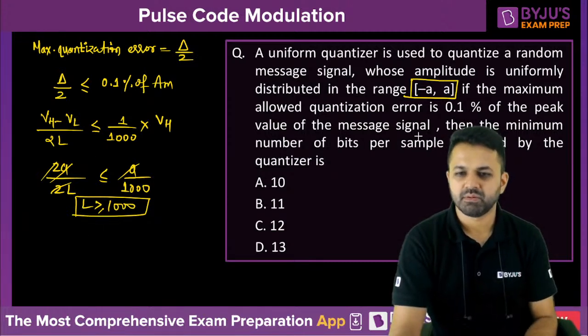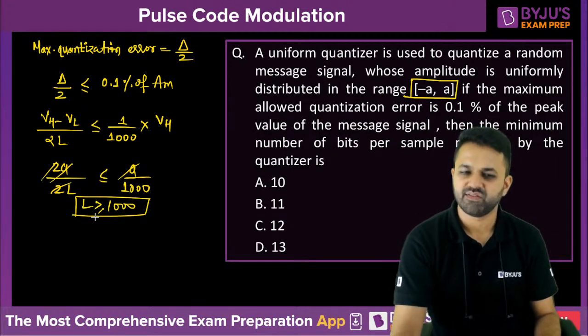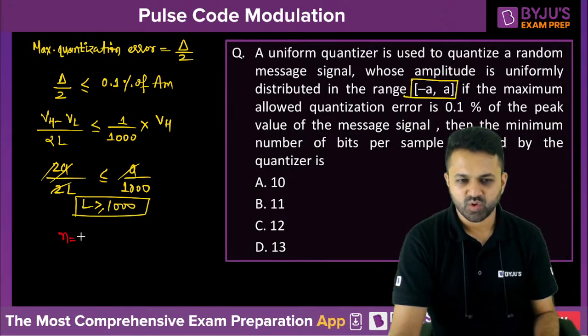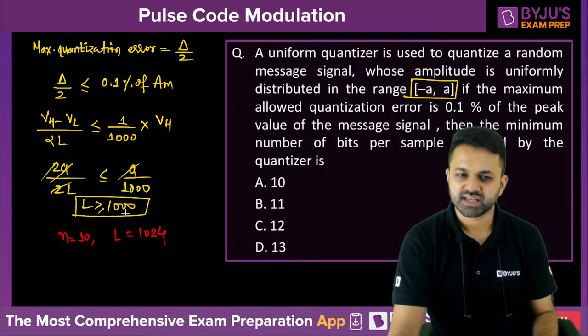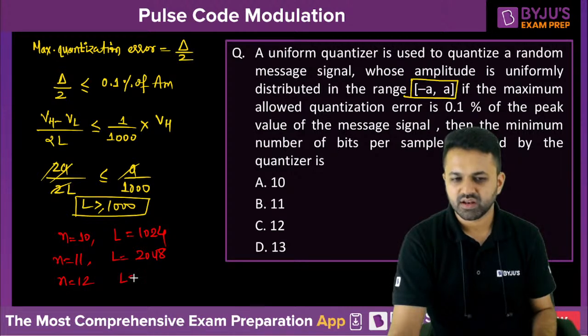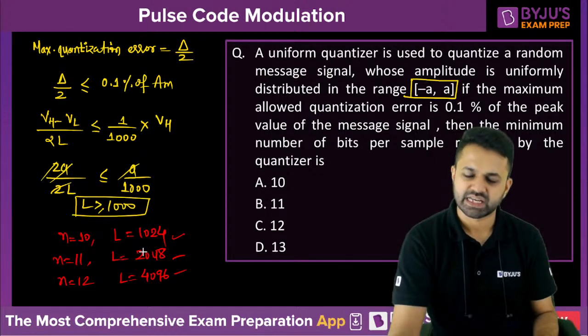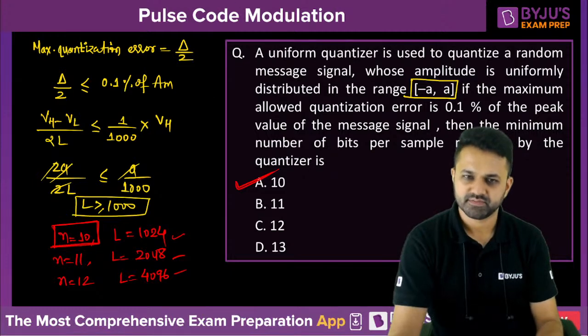So what should be the minimum number of bits per sample to get the number of quantization levels 1000? If I put n equal to 10, then I will get 1024 levels, which is greater than 1000. If I put n equal to 11, I will get 2048. When I put n equal to 12, we will get 4096, like this. All of these give me a number of quantization levels greater than 1000. So the minimum number of bits per sample is 10. So the correct answer is n equal to 10.